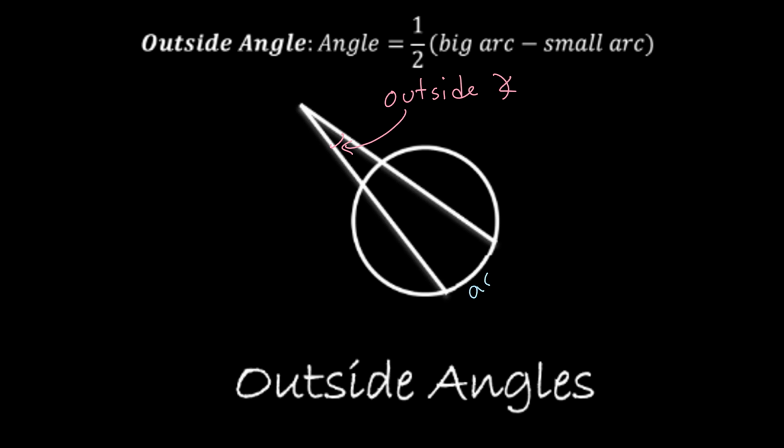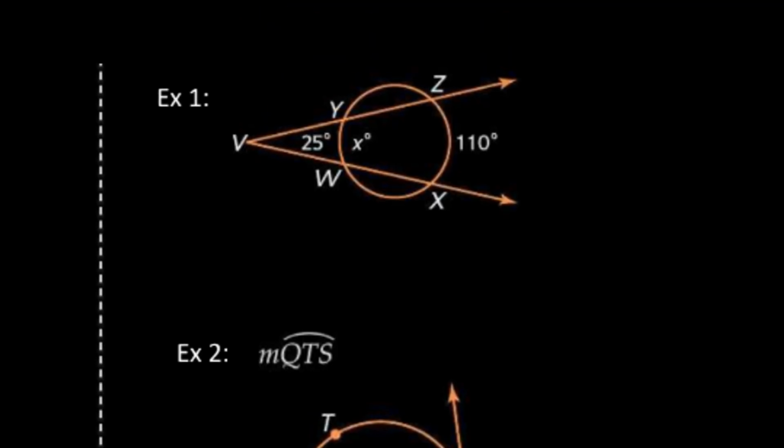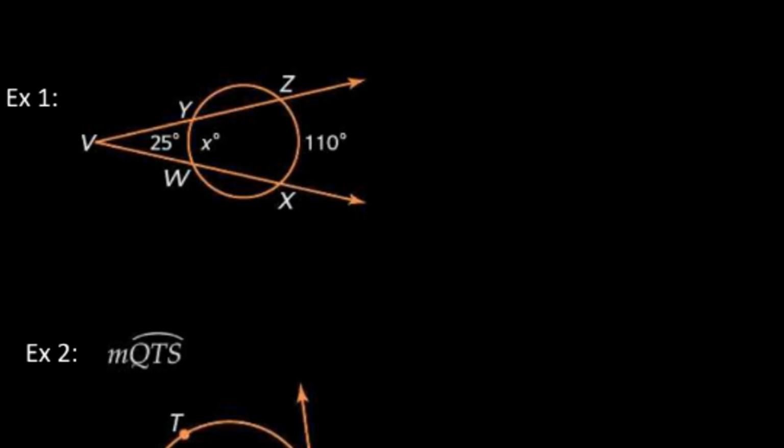The one way far away from it, created by the two rays or segments that create the angle. So this is our big arc. Oh, I should write big. And where's our small arc? The one that's closer, still created by the same lines. So if we do the big arc minus the small arc, multiply it by 1/2, we have our angle. So let's go ahead and solve. We have what type of angle here? Outside. So we use angle is equal to 1/2 of the big arc minus the small arc.